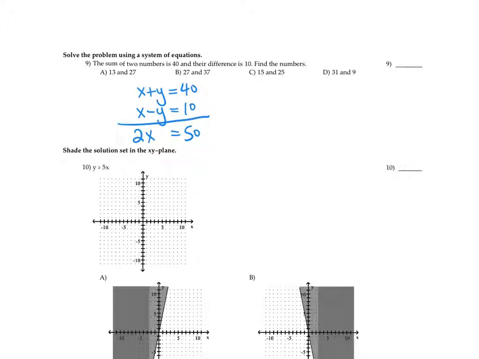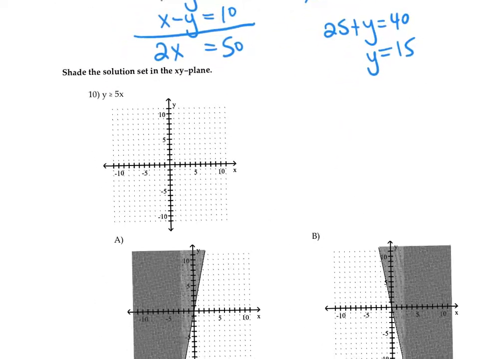So I divide by 2, that tells me x has to be 25. So 25 plus y has to equal 40, which means that y is 15. So my numbers are 15 and 25. Answer choice C.